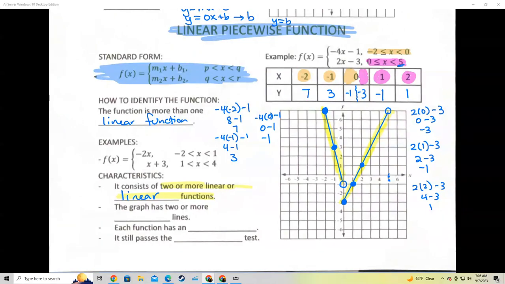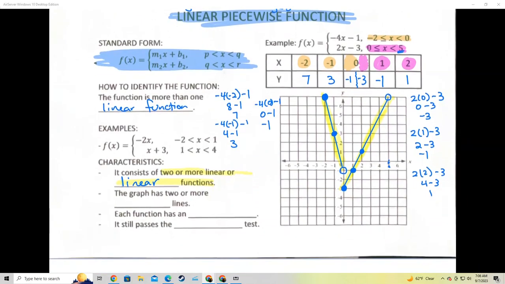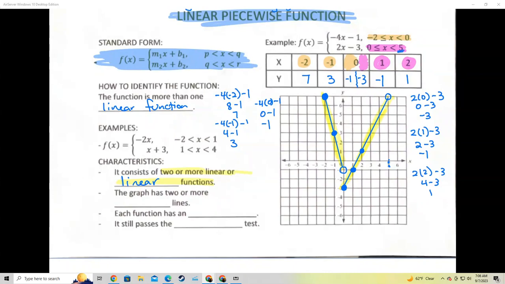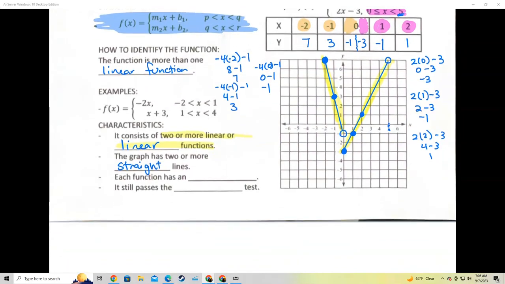The graph has 2 or more linear functions, constant functions, sorry. Straight lines. What am I doing? It has 2 or more straight lines. Because they're linear functions, they're pretty much saying the same thing. Each function has an interval. What that's saying is there's only a certain spot where that function works from. It only works from here to here, and then it does something else. Then it starts doing stuff from here to here. So it's broken down into pieces.